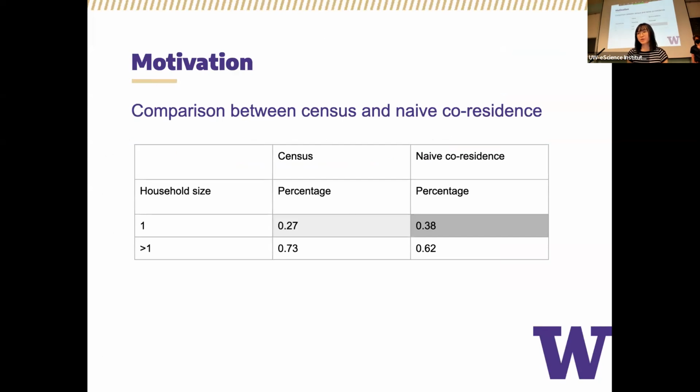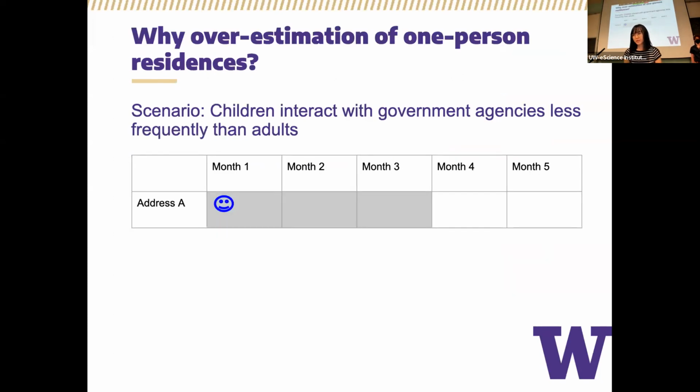To begin with, we compare the distribution of households by size using census and our naive co-residence from the Womenland dataset, and found that we overestimated one-person residences and underestimated the others. To explain why this happened, we looked into specific scenarios regarding these one-person residences. In the first scenario, we observe one person living alone for a few months and then start to live with others within the same address.